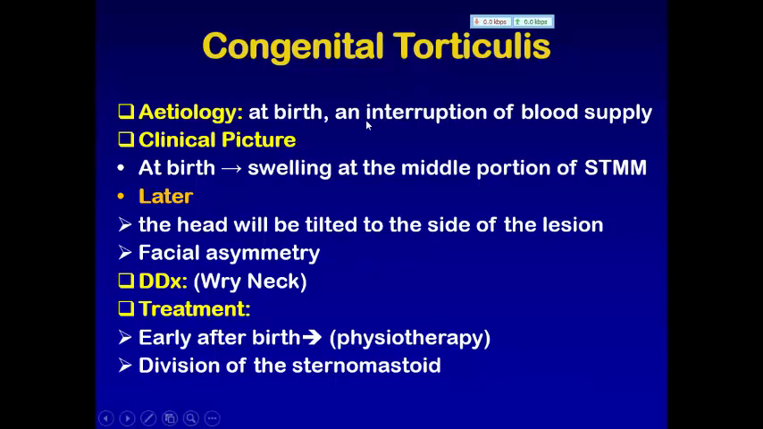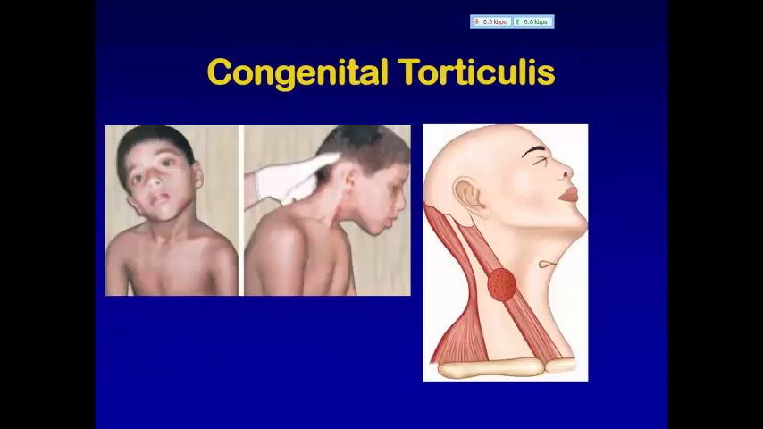At birth, there's an interruption of blood supply to one part of the sternocleidomastoid. Keep in your mind that the sternocleidomastoid muscle developed through union of three somites, three parts, each with its blood supply. Sometimes at birth, you see an interruption of blood supply to the central portion, causing muscle infarction.